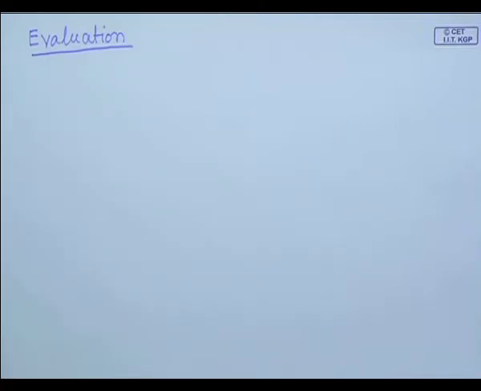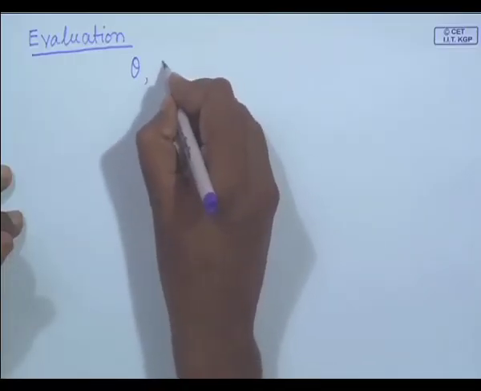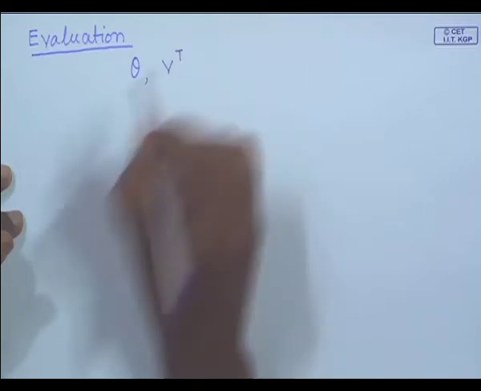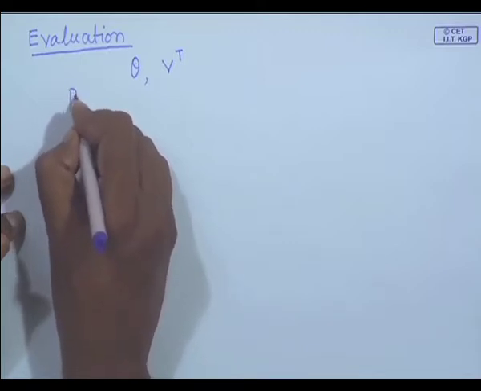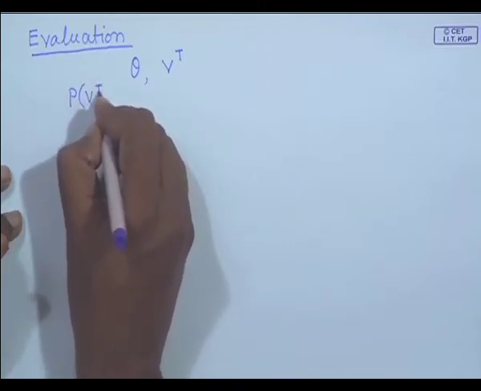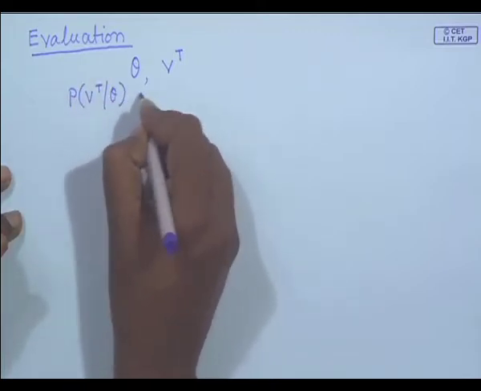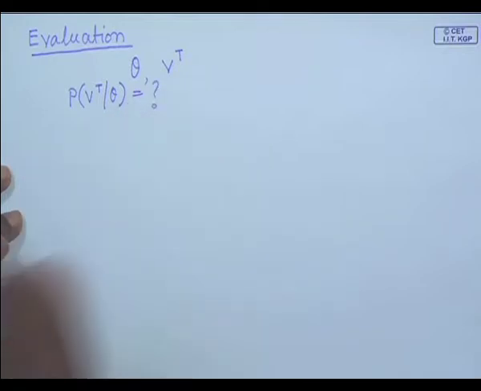So, as we said, evaluation is nothing but: given a hidden Markov model theta and a sequence of visible states V^T, I have to estimate what is P(V^T | theta). That is, what is the probability that this model theta has generated this sequence of visible states V^T.